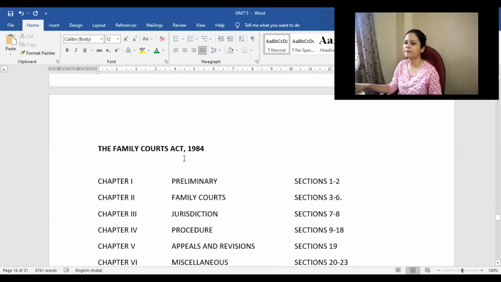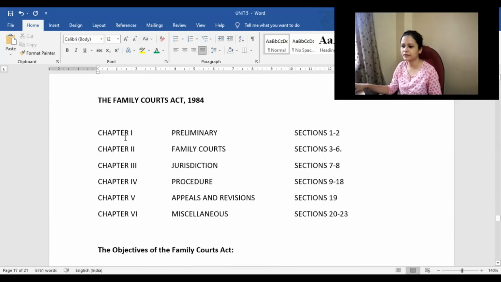Regarding the Family Courts Act 1984, the legislation basically has 6 different parts. First, a preliminary part which tells us about the name of the legislation, its applicability, wherein all it's applicable, plus a few definitions. Then we have a provision regarding family courts, which mentions how a family court will be set up. We have the jurisdiction in the third chapter, which tells us wherein all family courts will have jurisdiction.